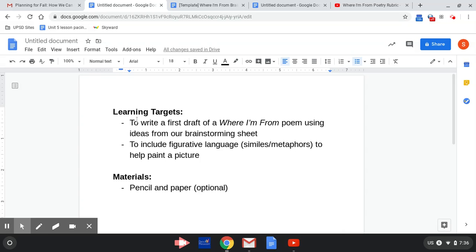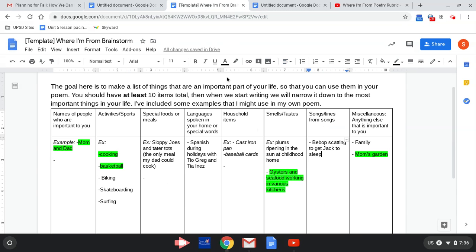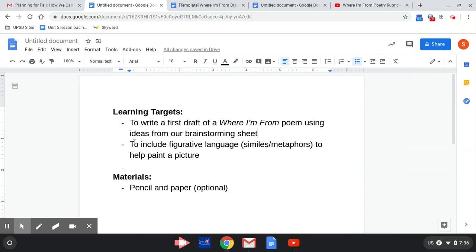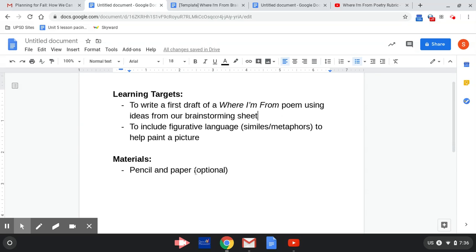So our learning targets for today are to write a first draft of a Where I'm From poem using ideas from our brainstorming sheet. So today you will need to have out the brainstorming sheet that you filled out on probably Monday, maybe yesterday. And the next learning target is to include figurative language, so similes and metaphors, to help paint a picture in your reader's mind. There's a reason that we learned what similes and metaphors are, and that's so that you can use it to help improve your writing in your poem.